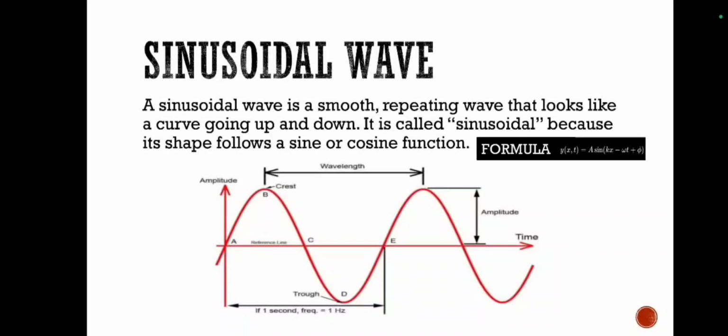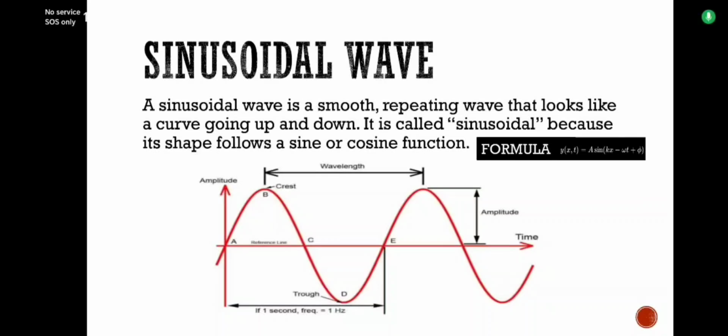So, what is a sinusoidal wave? A sinusoidal wave is a smooth, repeating wave that looks like a curve going up and down. It is called sinusoidal because its shape follows a sine or cosine function. In an easy explanation, a sinusoidal wave is a smooth and regular wave that repeats its pattern over and over again. It's like a loop.